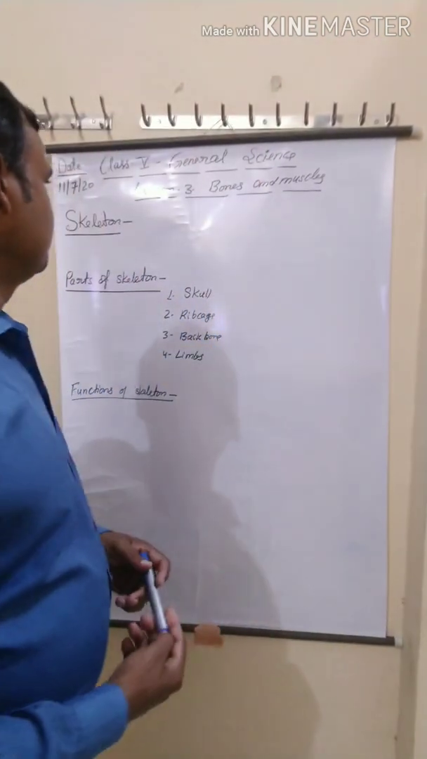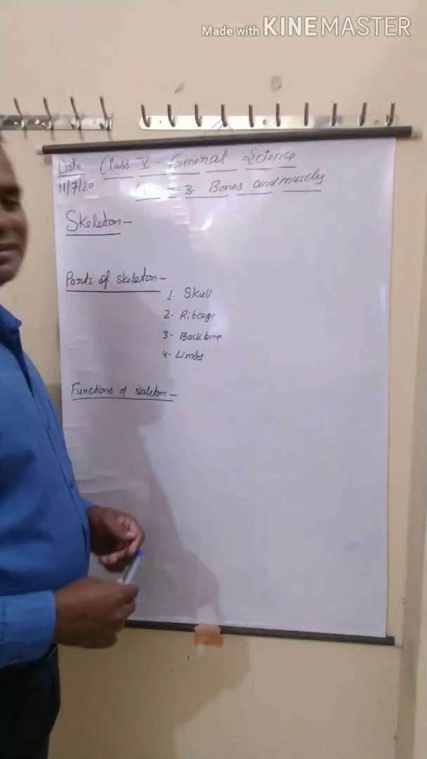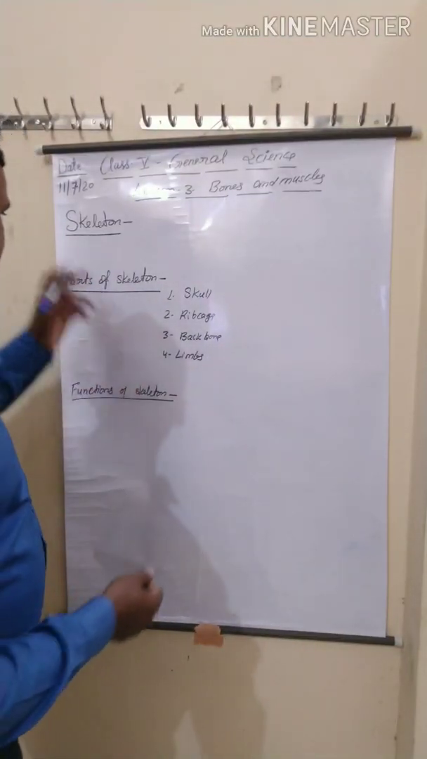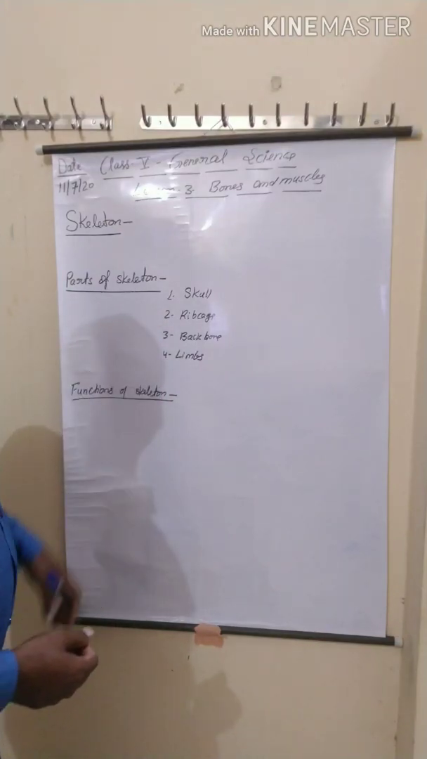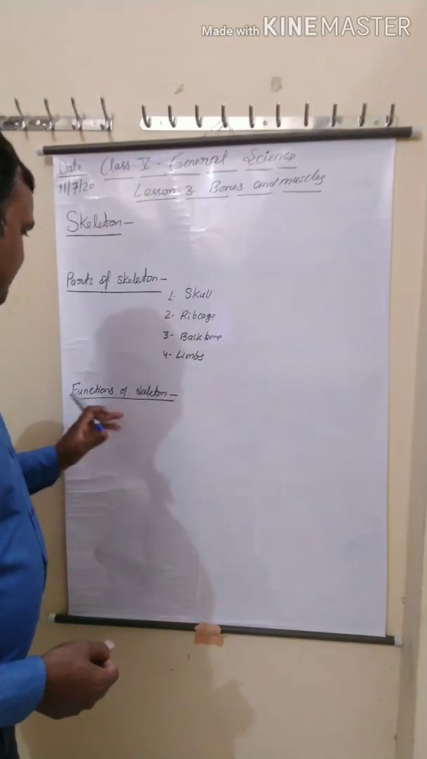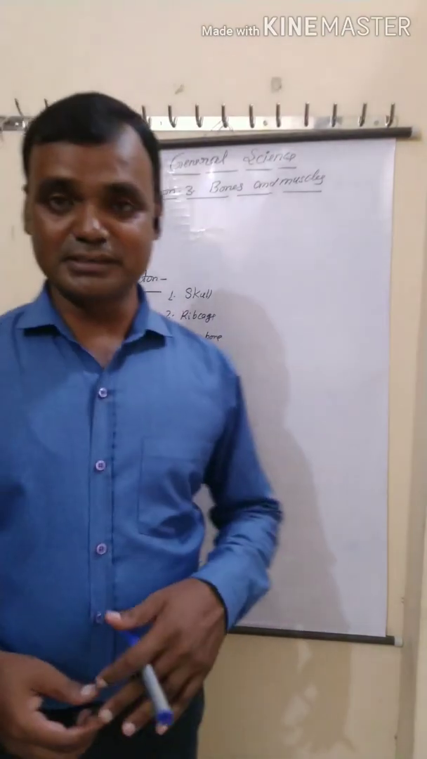Let's discuss lesson 3, bones and muscles. In this chapter we have studied about the skeleton, parts of the skeleton: skull, rib cage, backbone, limbs, and functions of the skeleton. But before that, we discuss the homework, which was given in the previous online class.